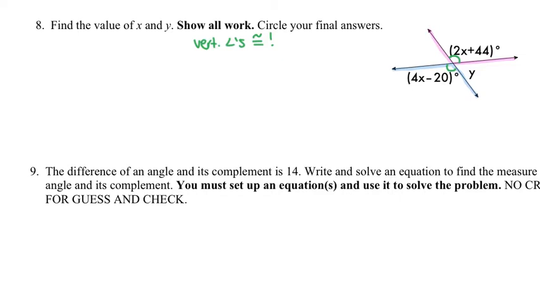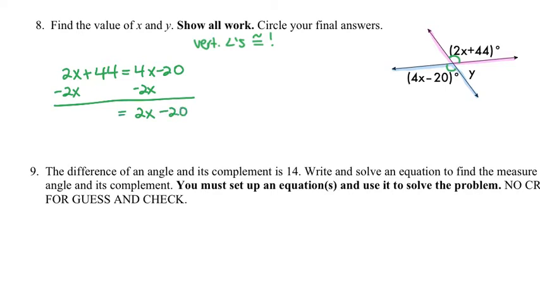So not only is that true, but then this would be y as well. These two are also a pair of vertical angles. Anytime you draw two intersecting lines, you get two pairs of vertical angles. So since these two are equal, set them equal. So we have 2x plus 44 is equal to 4x minus 20, and we've got to solve that. Again, the math from here is not hard. So we get 2x minus 20 equals 44.